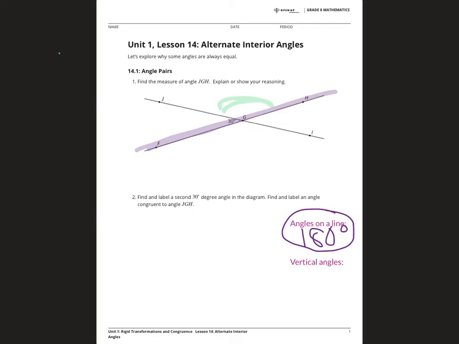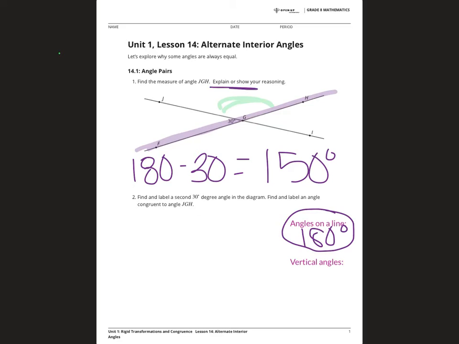Okay? So, if that line is 180 degrees, how many degrees is JGH? Well, you can take 180 and subtract the 30 from it, and you would find JGH, which should be 150 degrees. Awesome. And your explanation would be angles on a line.